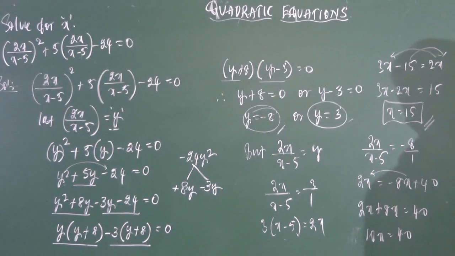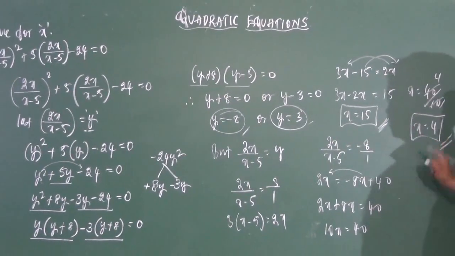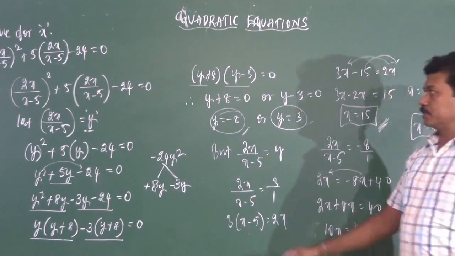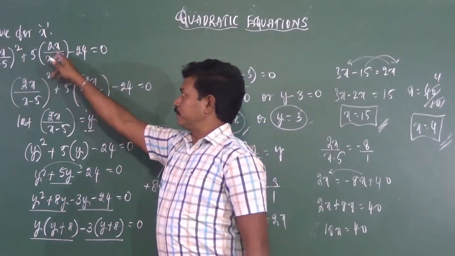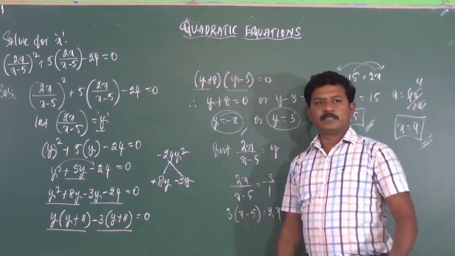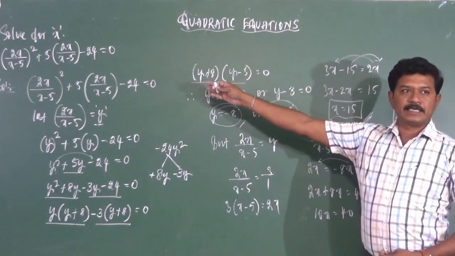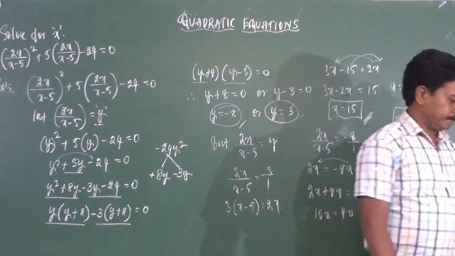So which are the two roots? 15 and 4. Yes, the two roots of that particular equation are x is equal to 15 and x is equal to 4. So this is a very unique problem. If you are getting such complicated problems like this, then instead of 2x by x minus 5, substitute a variable there and solve it. When you get the values, resubstitute them into the assumed thing, then you will get the real roots. Right?